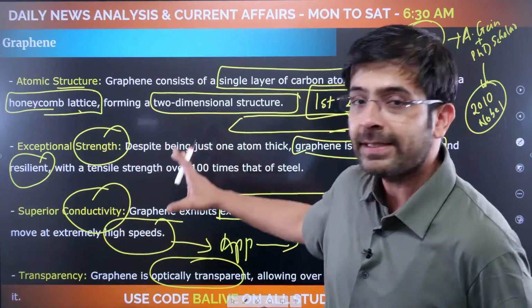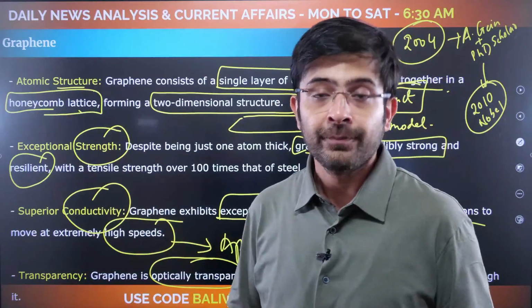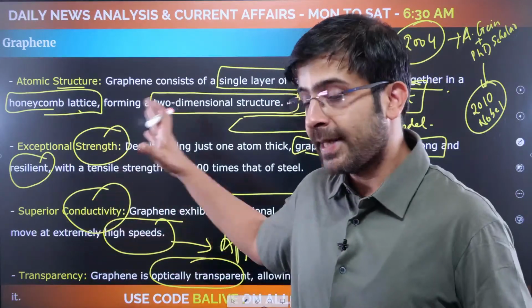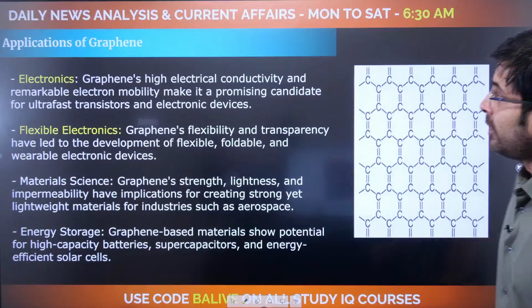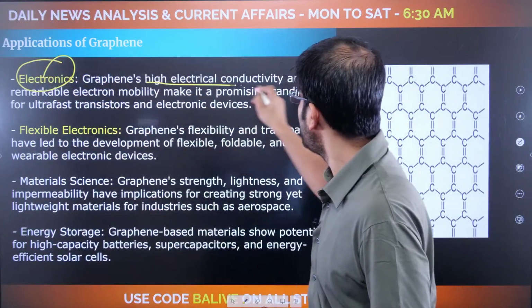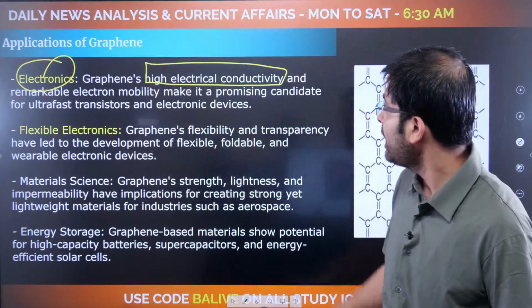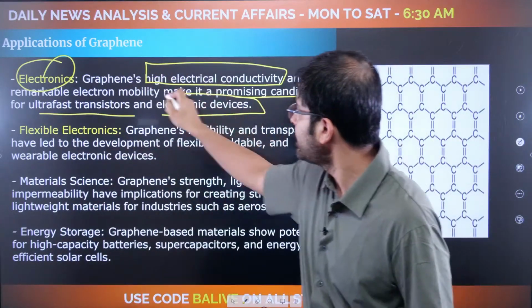You see how the properties actually are so much in consonance with what you would expect in practical applications. Now let's look at the practical applications since you understand the properties of graphene now. So the applications, number one, electronics. Its high electrical conductivity that we just discussed makes it a promising candidate for transistors and electronic devices.